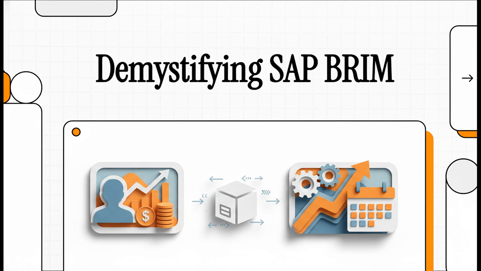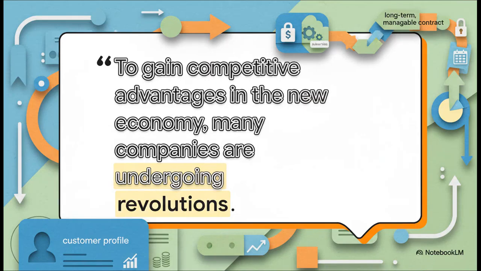Let's get into it. So, to really get why this all matters, we have to look at the big picture. Businesses everywhere are going through a massive revolution. They're shifting away from selling you something once to building an ongoing subscription relationship. This quote just nails it, and it's exactly why systems like SAP BRIM, which are literally built for this new subscription economy, are so incredibly important to understand.